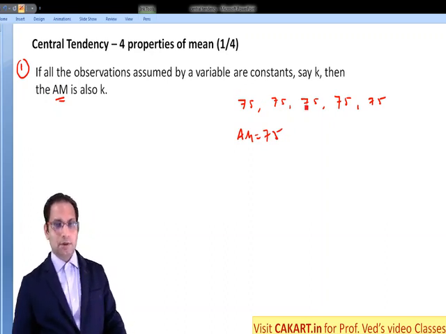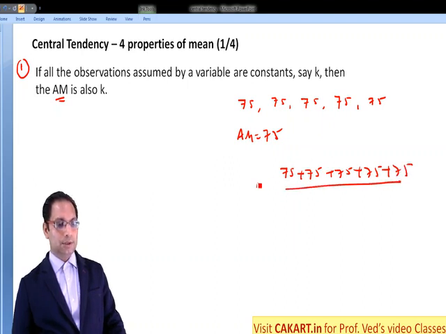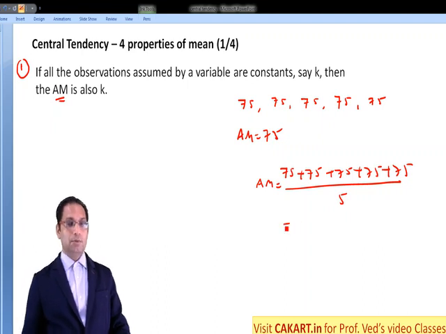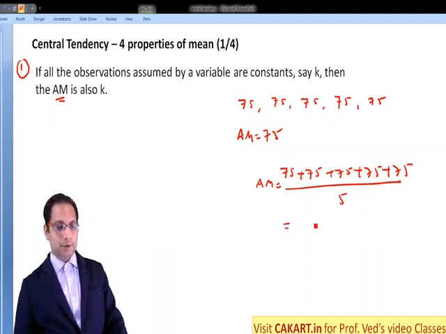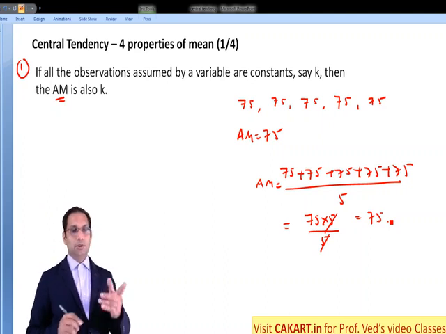Whether it is 75 or not, we can find out. We write 75 plus 75 plus 75 plus 75 plus 75, and as per the definition, divide by 5 because there are 5 observations. Now 75 occurs 5 times, so it can be written as 75 into 5 divided by 5. The 5 cancels, giving 75.